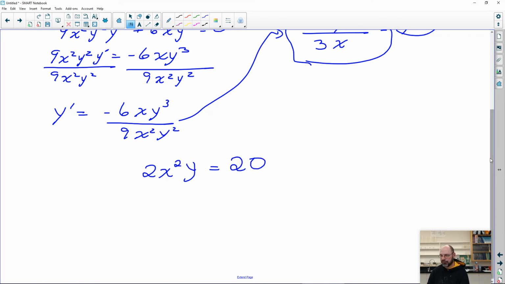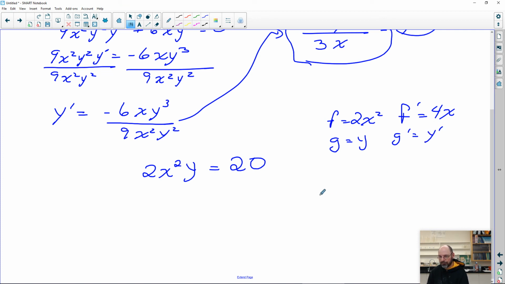Okay, let's do the product rule for this, so that when we do the derivative of this side, it's going to be 0. But we have to do the product rule here. So f equals 2x squared, so f prime is 4x. And g is y, so g prime is equal to 1 times y prime. So it's just going to be y prime, which is pretty easy to plug in.